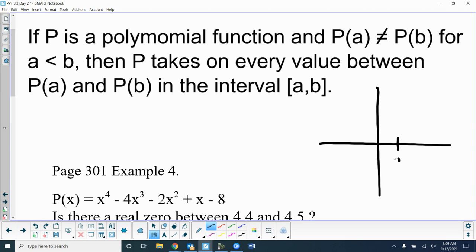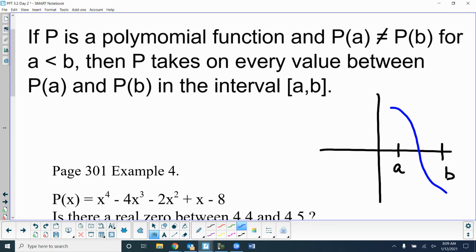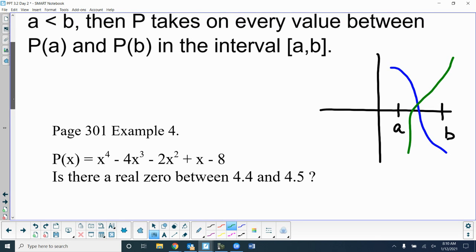and I'll just say this is value A and this is value B. What this is saying is that somewhere between A and B, the graph is going to cross the x-axis, either like this or maybe like that. And again, it could be a straight line, it could be a curved line, it doesn't matter. But somewhere between there's going to be a 0 between those two numbers.